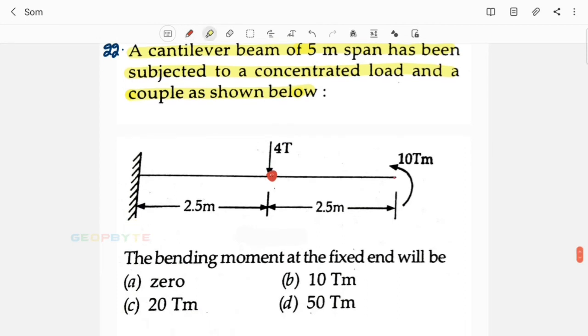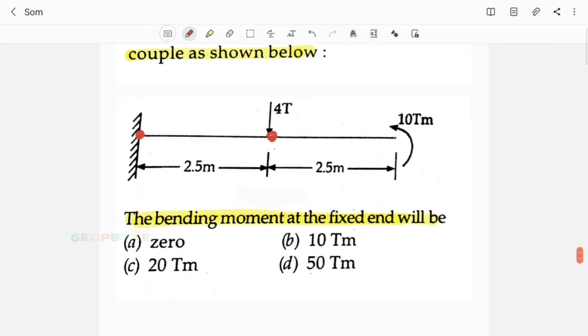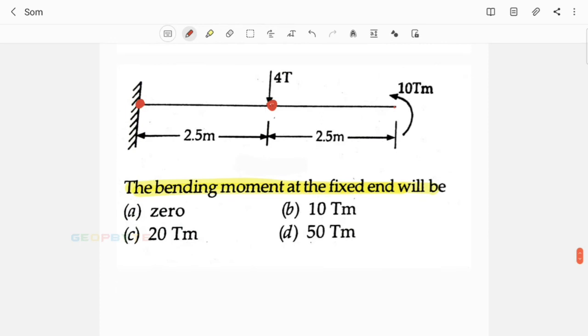Then the bending moment at the fixed end will be, you are asked to find the bending moment at the fixed end. Let us find the bending moment at fixed end. Let that be A. Bending moment at A, that is the fixed end, equals 10 tons meter, acting as an anti-clockwise moment.